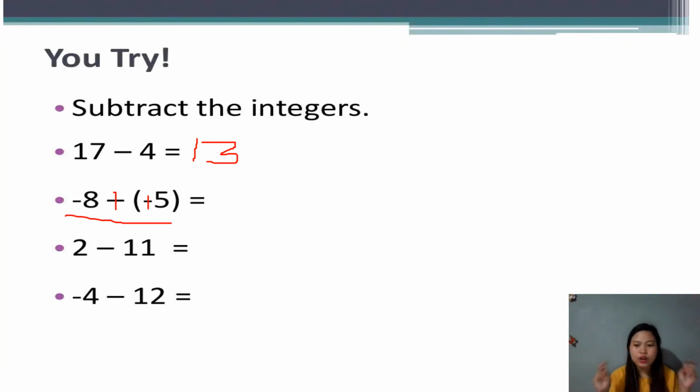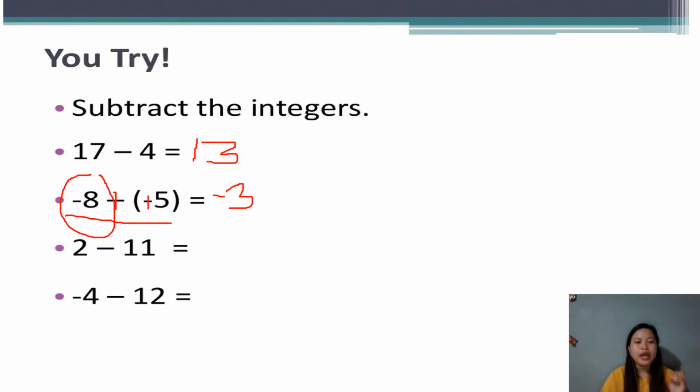So, like sign or unlike sign? Unlike sign kay positive naman si 5, negative si 8. So, ang ato himoon, i-minus nato. 8 minus 5, that's 3. And then, we copy the negative sign tungod kay mas dako si 8 kaysa ni 5. And ang sign nga naa si 8 is negative. That's why our answer is negative 3.